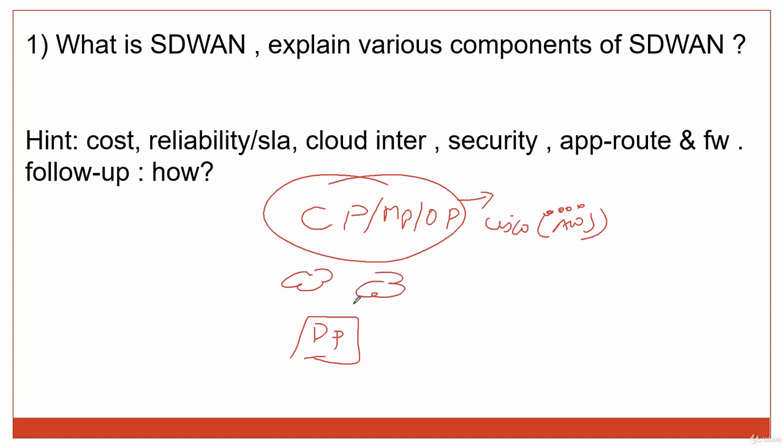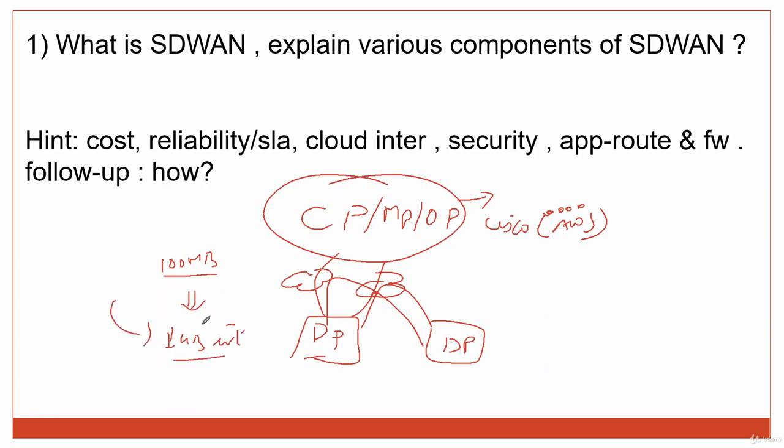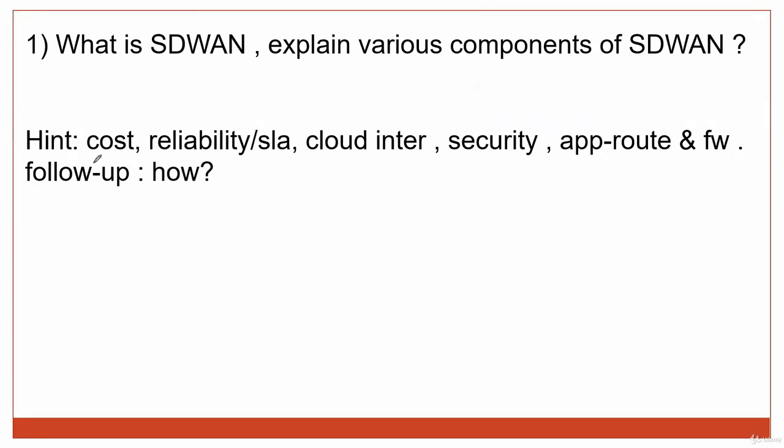Now, instead of an MPLS link, I can use the internet link. Again, I have personally seen that instead of, for example, a 100 MB MPLS link, nowadays it is common de facto that companies are using a 1 GB internet link. And even the cost for a 1 GB internet link is less than a 100 Mbps MPLS dedicated link. So on that we can see the operational cost, and the cost of MPLS versus internet is quite interesting. Companies are looking to save cost, so that's why they are looking for the SD-WAN solution.